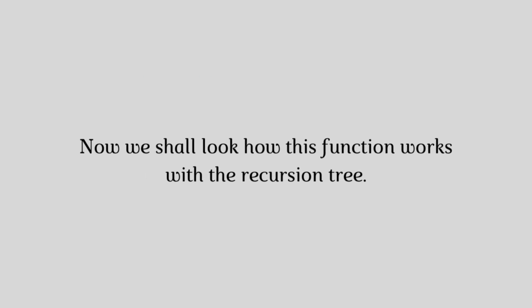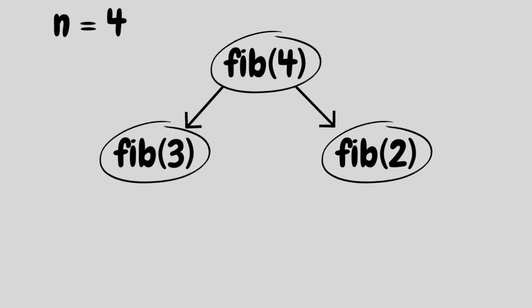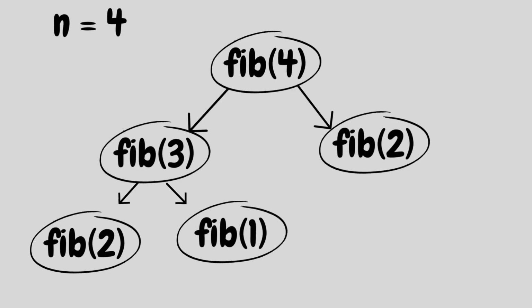Now we shall look how this function works with the recursion tree. Let's assume n as 4. 4 is passed into function fib. Here base condition is not satisfied, so the recursive function is called fib of 4 minus 1 plus fib of 4 minus 2, which is fib of 3 plus fib of 2. Now 3 is passed into function fib. Again, here base condition is not satisfied, so the recursive function is called fib of 3 minus 1 plus fib of 3 minus 2, which is fib of 2 plus fib of 1.